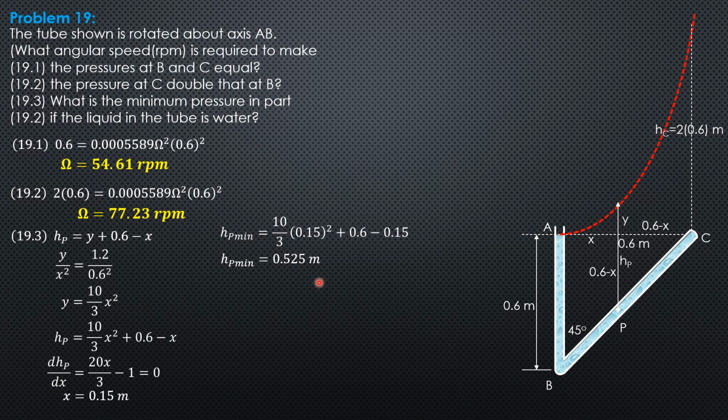So that's really the minimum. The minimum pressure is therefore gamma of water times 0.525, because the pressure at the zero-pressure surface is 0. So the minimum pressure that will develop is 5.15 kilopascals. So that's it for this problem.